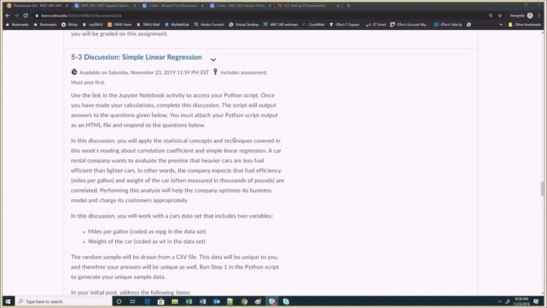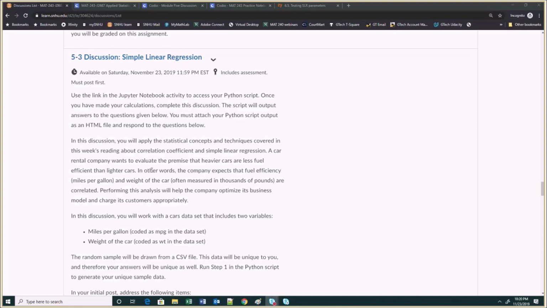We now move on to the discussion for the week, that is on simple linear regression. And so in this discussion, you will apply the statistical concepts and techniques covered in this week's reading about correlation coefficient and simple linear regression.